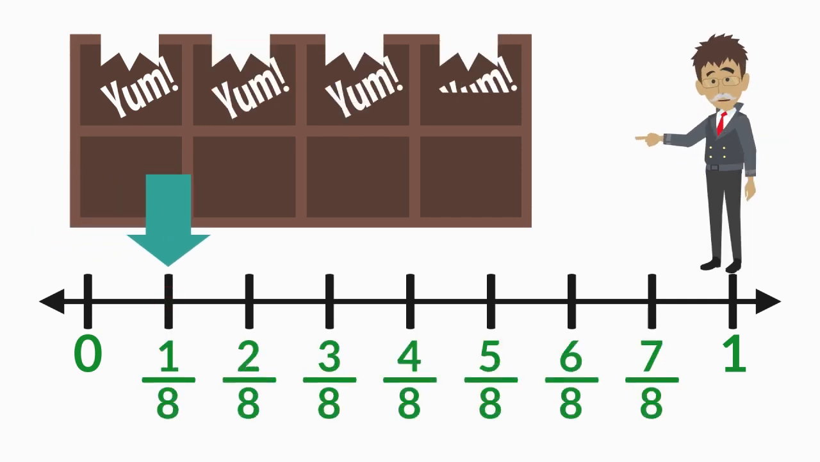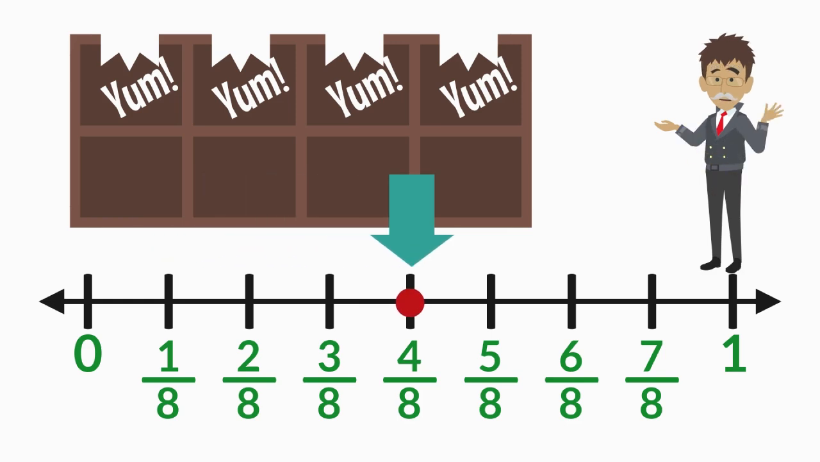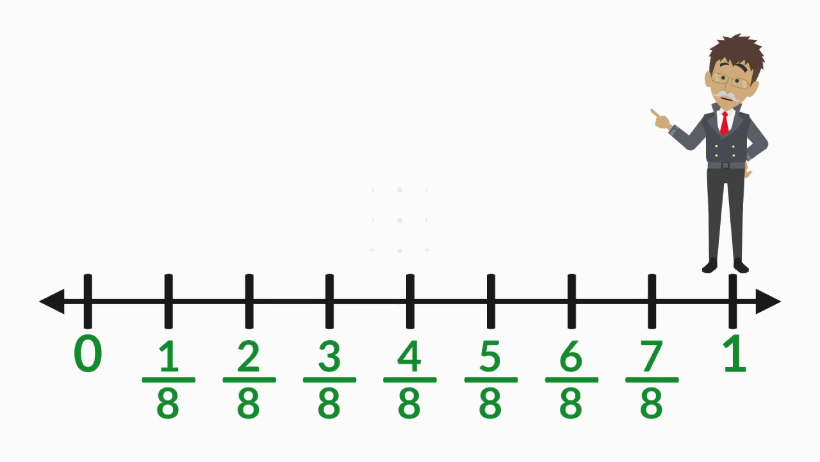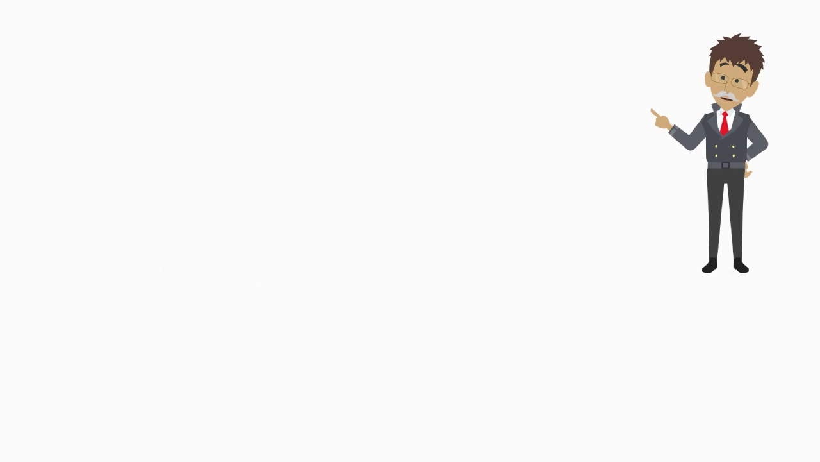Meanwhile, 4 pieces or 4/8 would land halfway between 0 and 1. By understanding these benchmark values, we can better visualize fractions and compare them to each other. Fractions aren't just about chocolates or number lines, though.